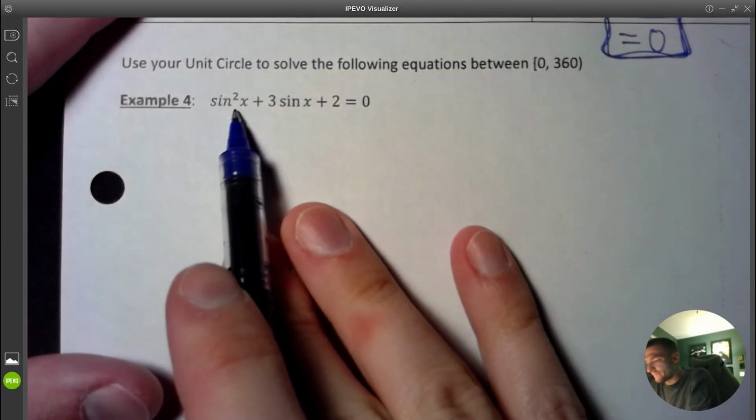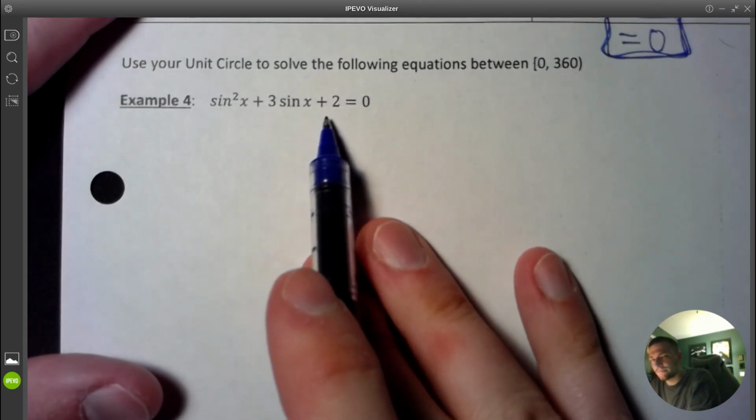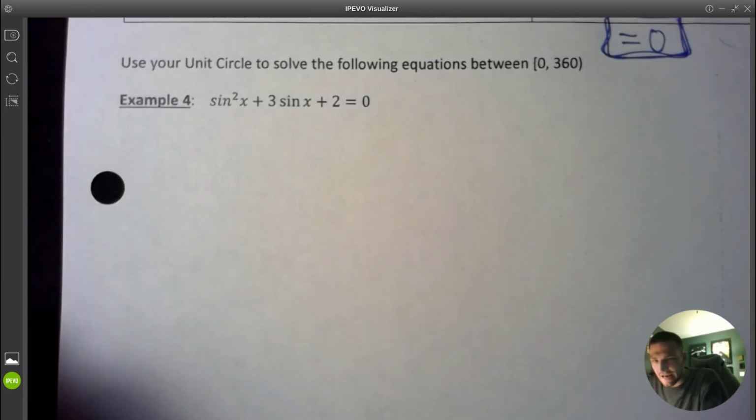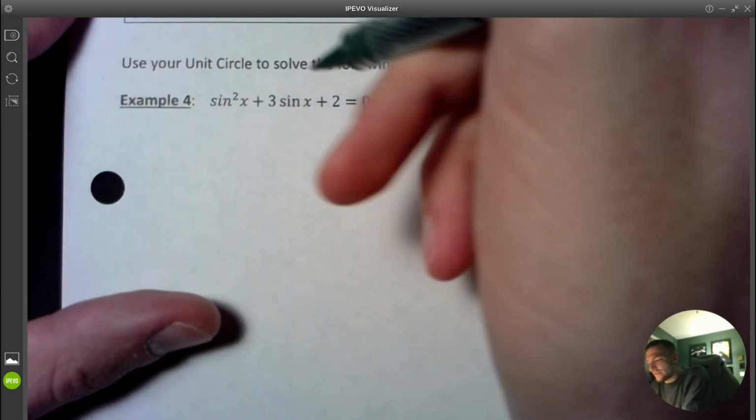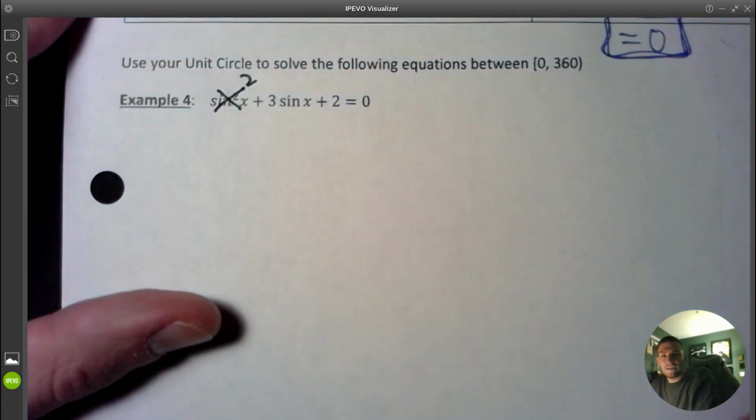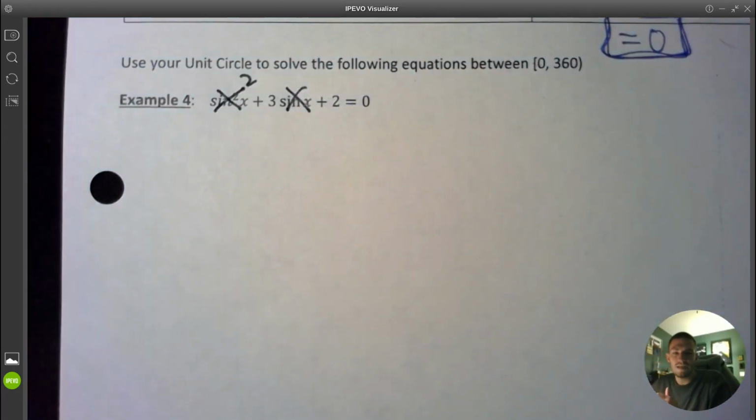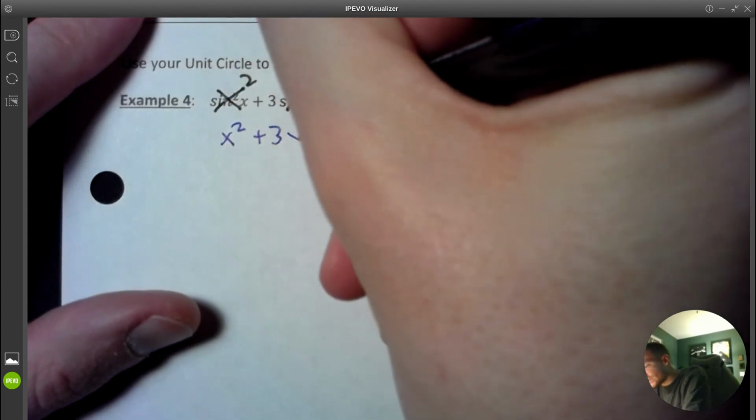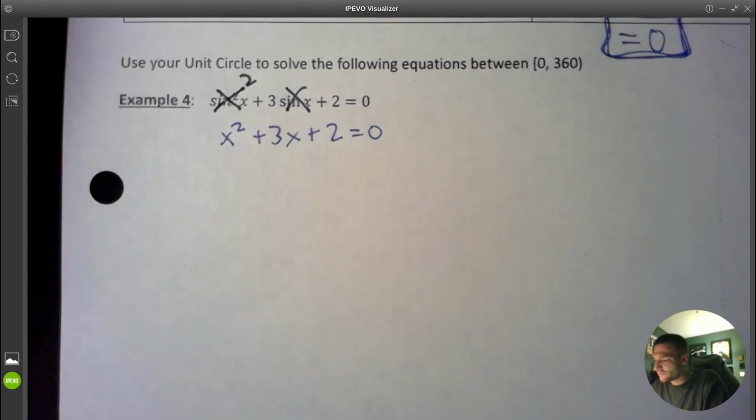Sine squared x plus 3 sine x plus 2 equals 0. Now this is exactly the same question right above it, okay? Remember, if all of this sine squared scares you, you can just make it an x squared. If all of this sine scares you, you can just make it an x. And so sneaky, you're looking at x squared plus 3x plus 2. It's the same question we just did, right?